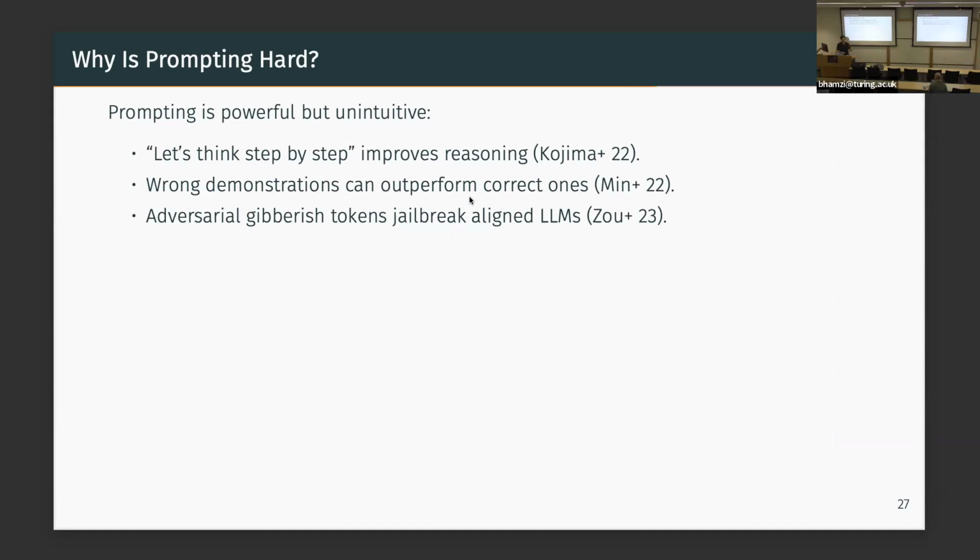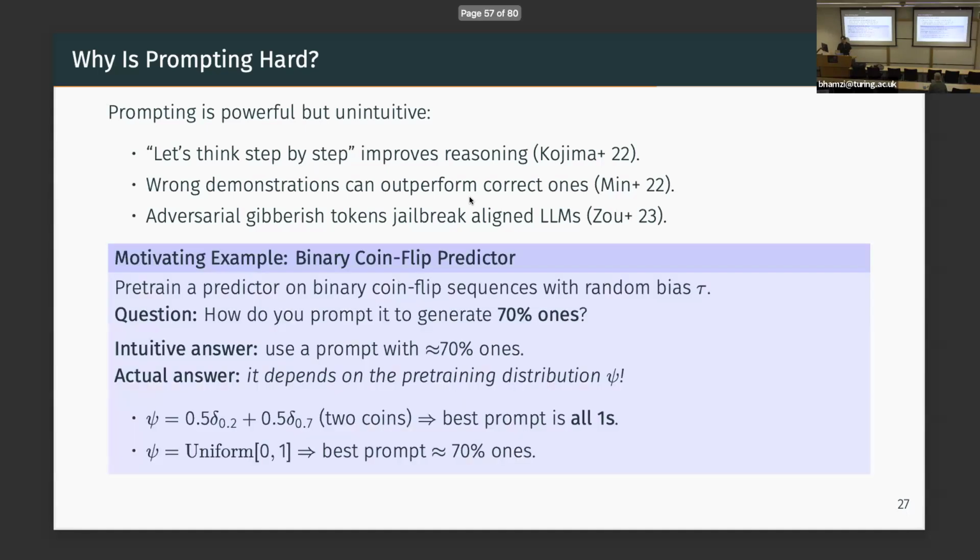Previously we could tune the prompt towards a certain task, but we didn't really see what the prompt is. So my statement that prompting is powerful but unintuitive speaks to why weird prompts work so well, and why sometimes the best prompts, even if we see them, don't really make sense. Let's just go back to the case again.